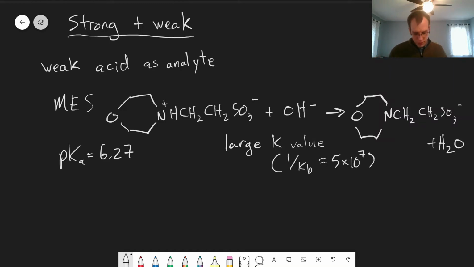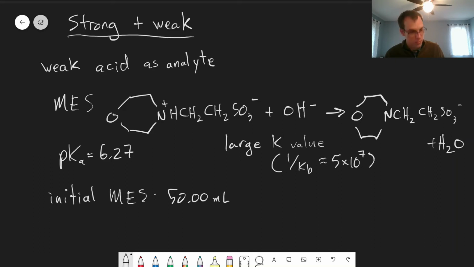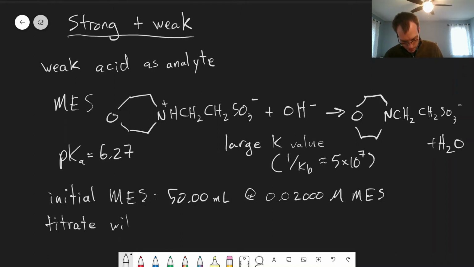the titration curve. So let's imagine a specific case here, so that we have our initial solution of our analyte. We'll do the same volumes that we were looking at last time: 50 milliliters of 0.02 molar solution of MES. And we will titrate with 0.1 molar sodium hydroxide.